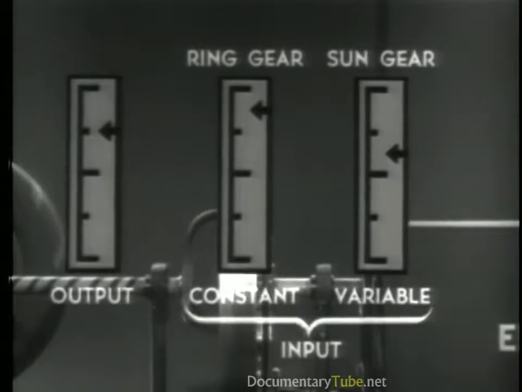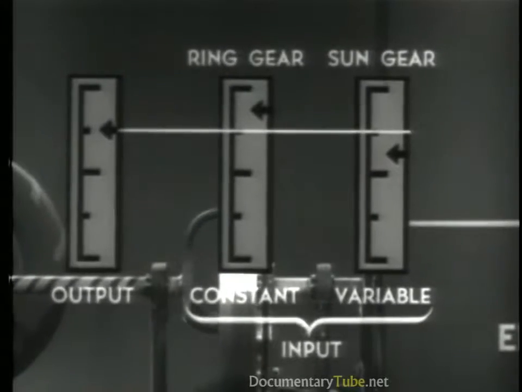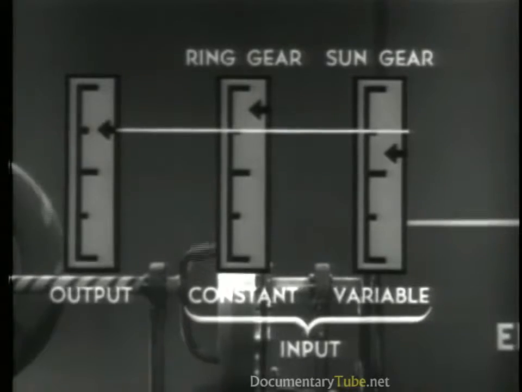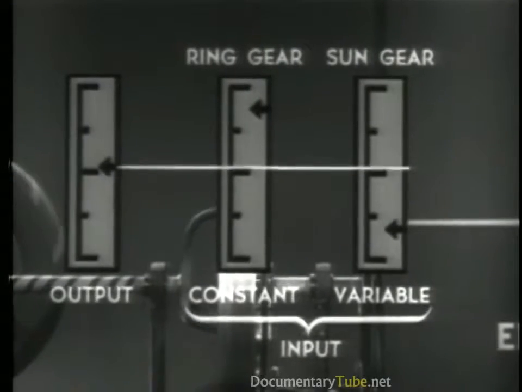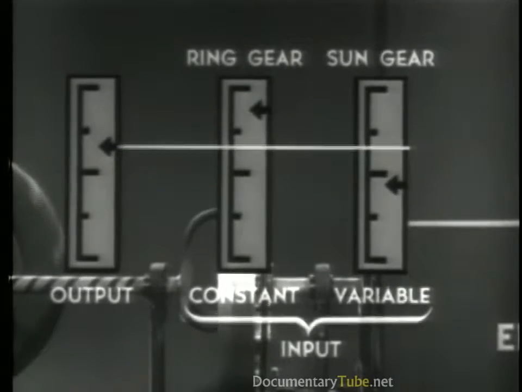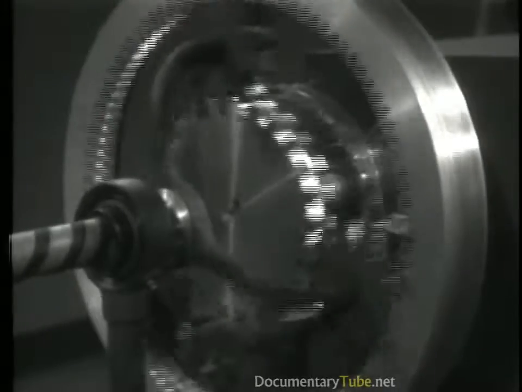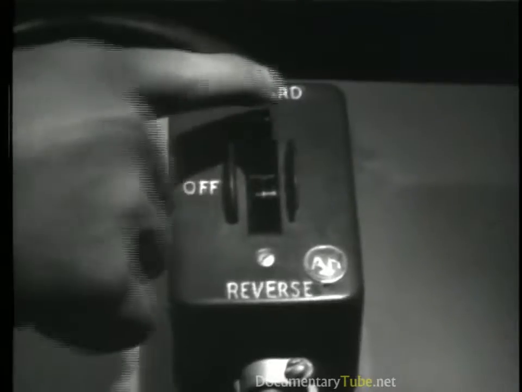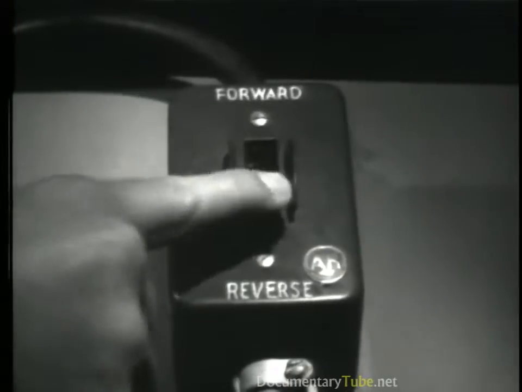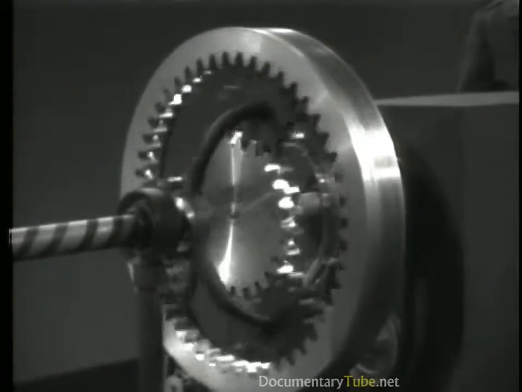The faster we drive the sun gear in the same direction as that of the ring gear, the greater will be the output speed. The output speed always stays between the two input speeds. No matter how we vary the sun gear speed, the output always stays between the two input speeds. Now let's see what takes place when we rotate the sun gear counter to the ring gear's direction. We'll keep the ring gear speed constant and vary the sun gear speed.